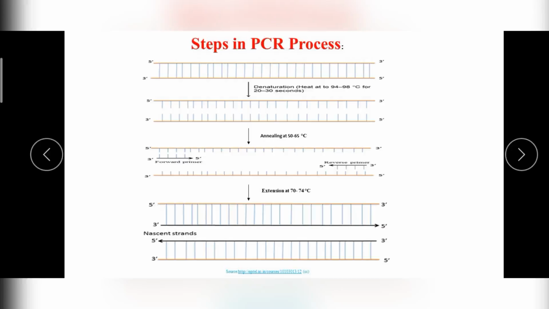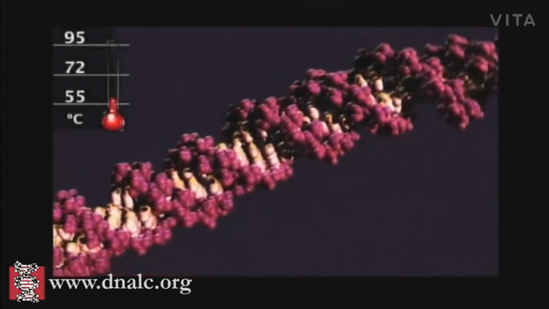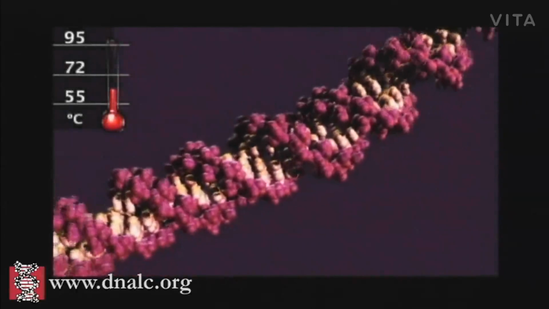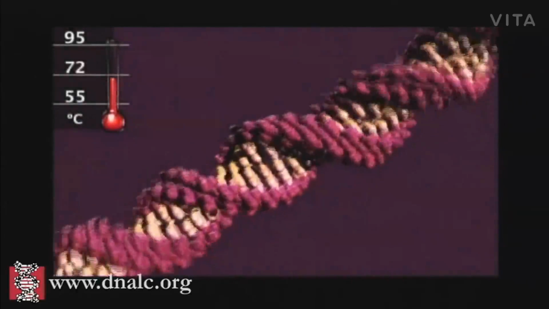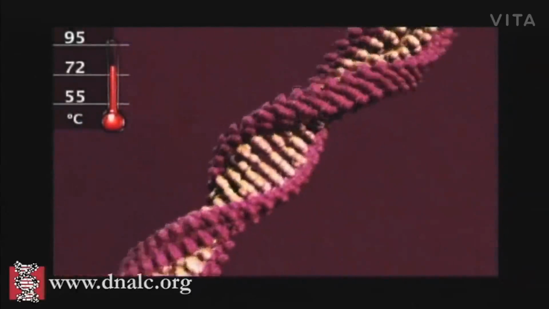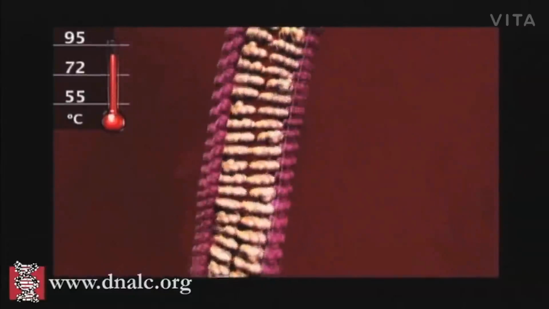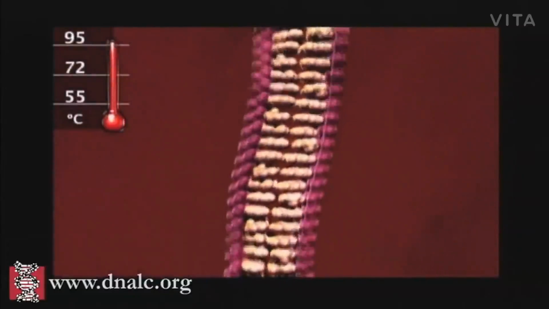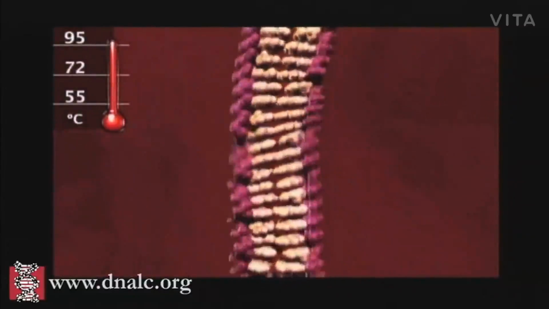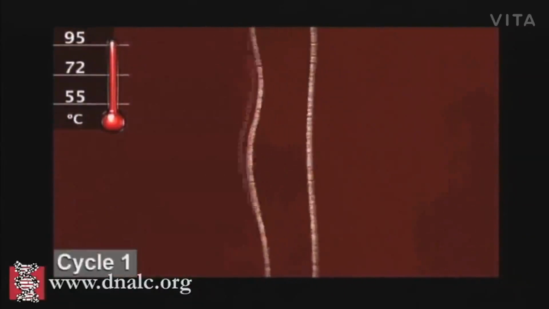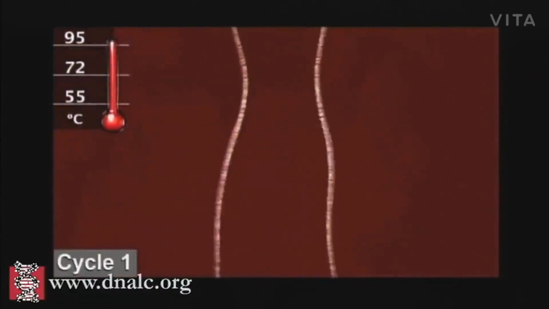These are the entire steps which we have discussed. They are represented in this picture, and you can view these steps in the coming animation. Polymerase chain reaction, or PCR, uses repeated cycles of heating and cooling to make many copies of a specific region of DNA. First, the temperature is raised to near boiling, causing the double-stranded DNA to separate, or denature, into single strands.